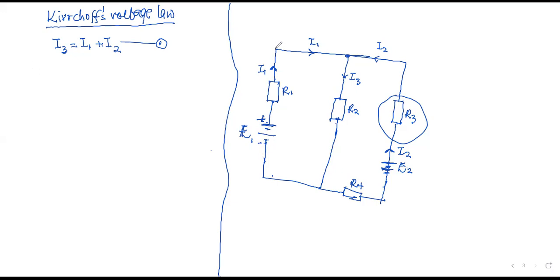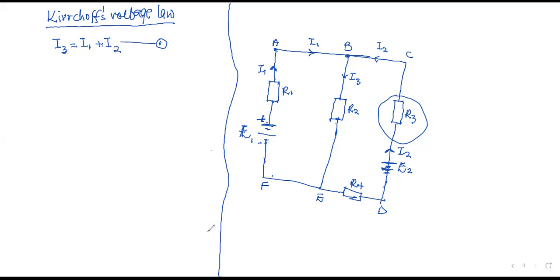So let's actually label our diagram. We want to label the diagram using the vertices. This point A, B, C, D, E, F. So choose as many loops as possible and solve them simultaneously.